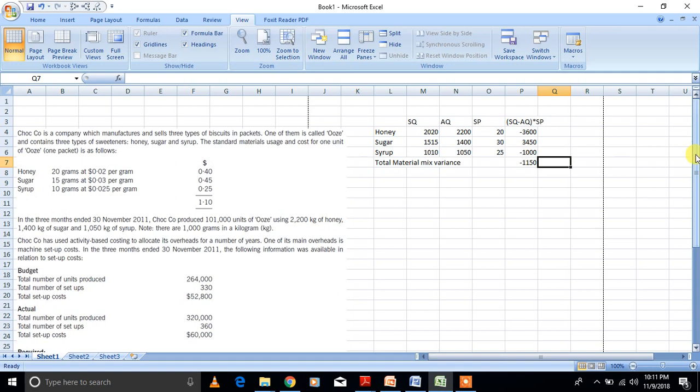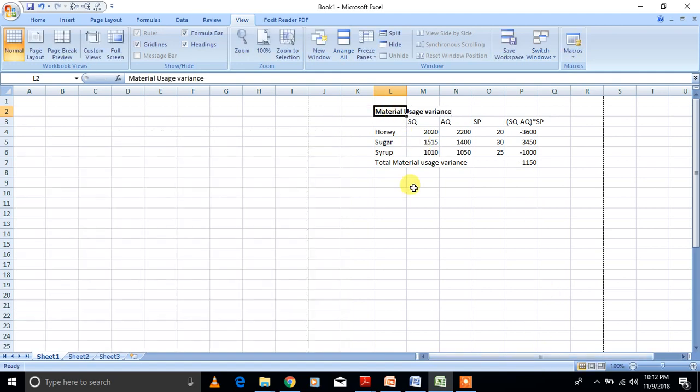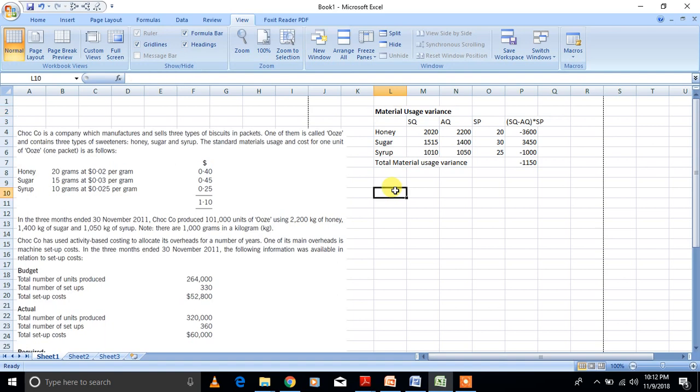Next part, they asked you to find the, sorry, it's not the mix variance, I made my mistake, apologies. It's not the mix variance, it's the total material usage variance. Usage variance. Done. Second part they asked is to find the mix variance. So here you could have given a heading, material usage variance. Not necessary for formatting, just to help me go through this easily. Material mix variance.